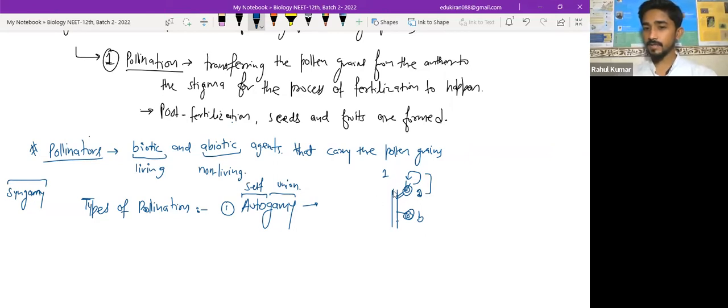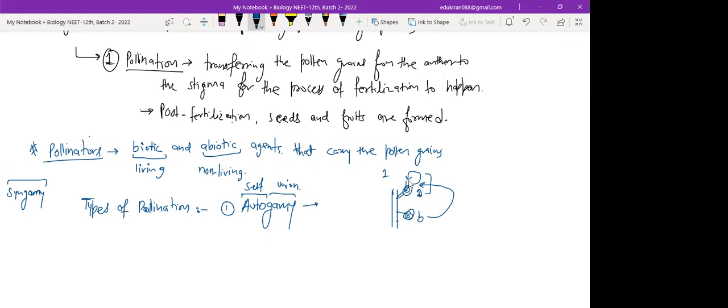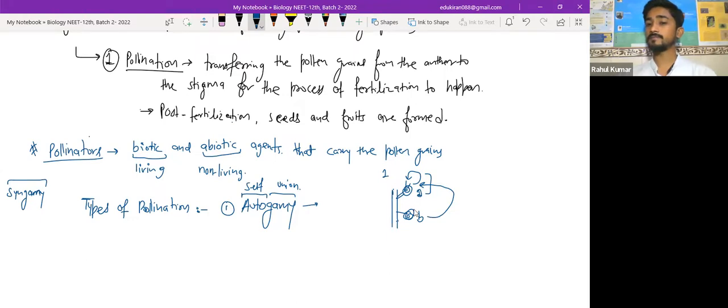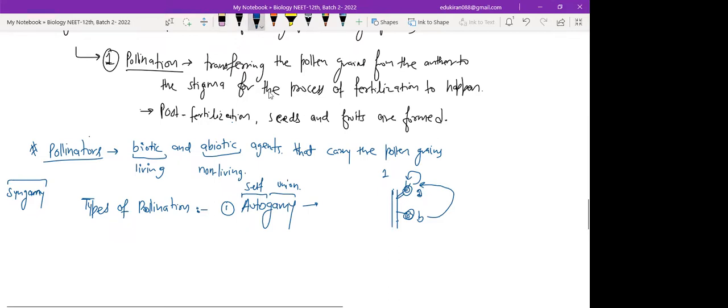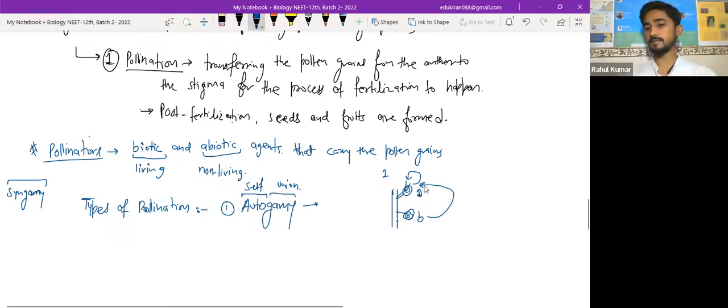The other scenario is here also the plant is same. The anther of a different flower can fertilize the stigma of a different flower, but on the same plant, correct? So which one will you call self-pollination? Scenario A or scenario B? Both look like self, right? If I say the word self stands for flower, then this is also self-pollination. If I say the word self is for plant, then this is also self-pollination, correct? Yes or no? Yes, sir.